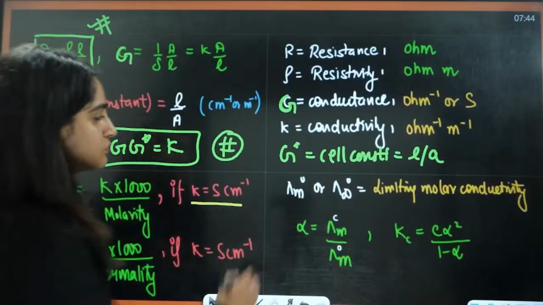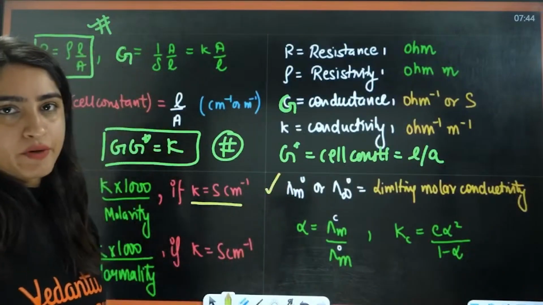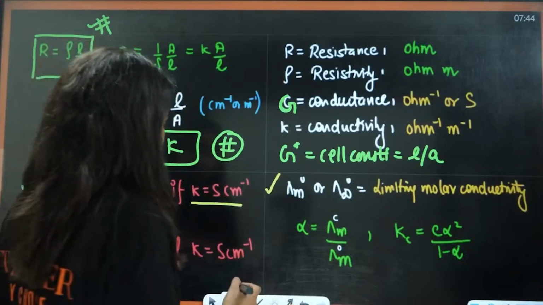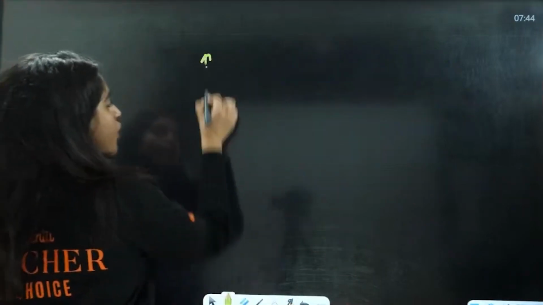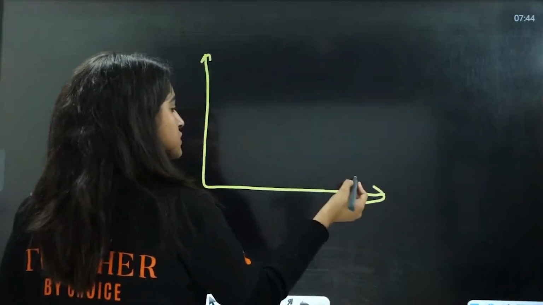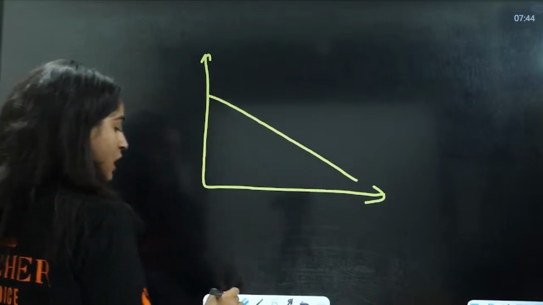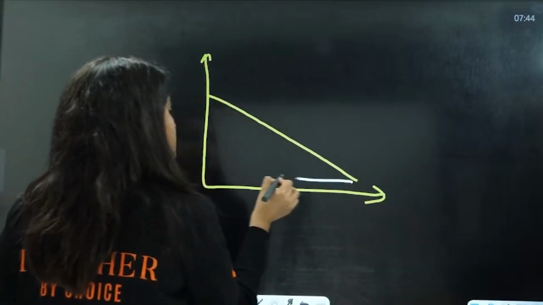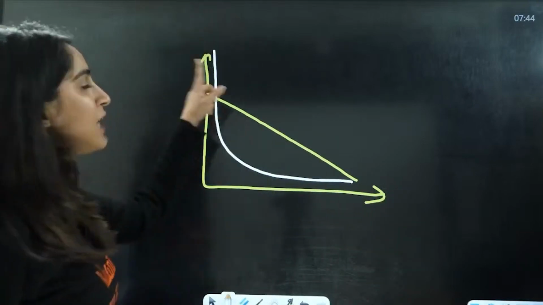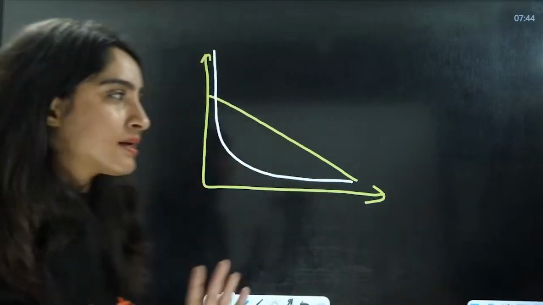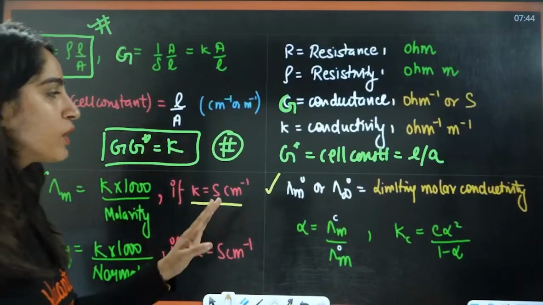Now next is limiting molar conductivity. For a strong electrolyte, the graph is like this. For a weak electrolyte, the graph is like this, which will be parallel to the y-axis. These are the two graphs which are very important for you.